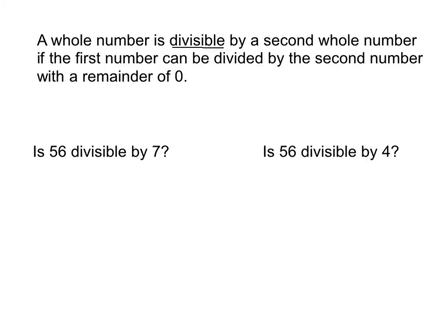First, let's talk about what divisible means. A whole number is divisible by a second whole number if the first number can be divided by the second number with a remainder of 0. That's just a long way of saying if a bigger number can be divided by a smaller number with no remainder, then it's divisible. Let's look at a couple samples.